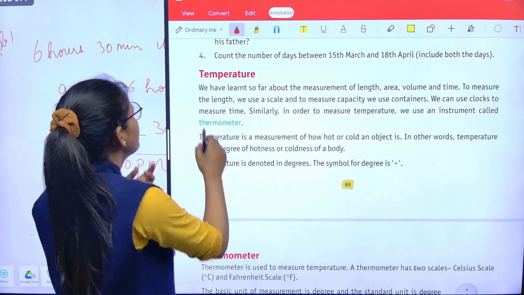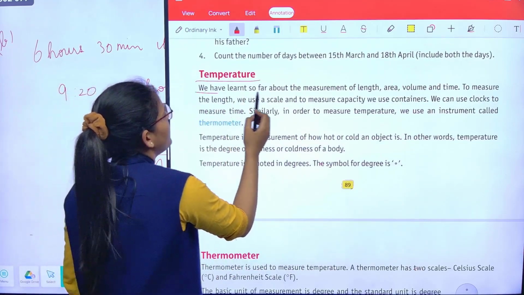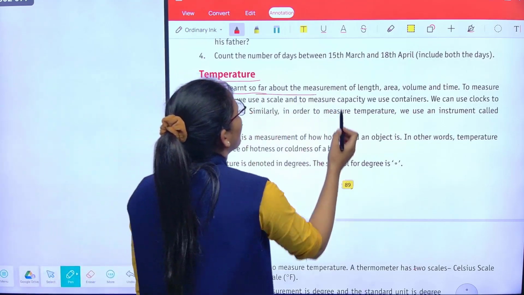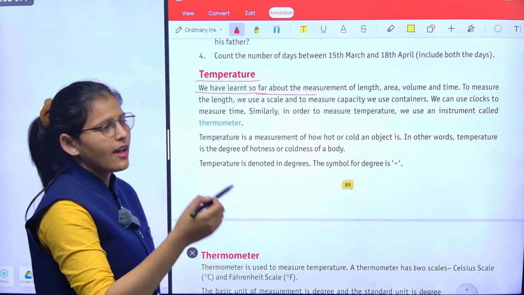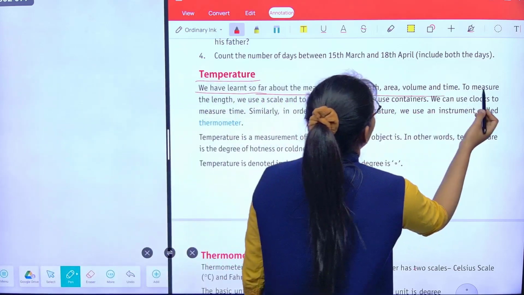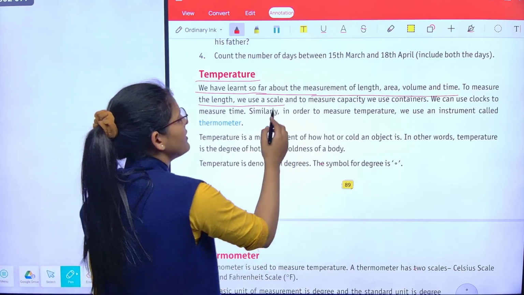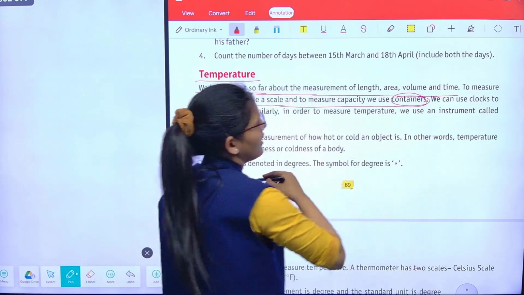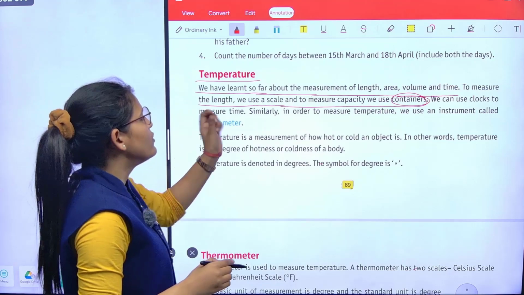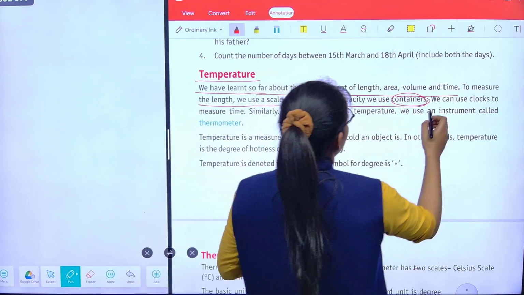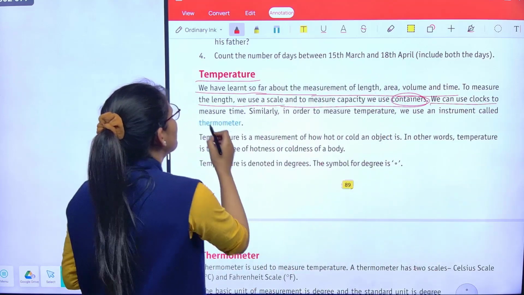Come on, temperature. Yes class, we have learned so far about the measurement of length, area, volume and time. To measure the length we use a scale and to measure capacity we use containers. We can use clocks to measure time.